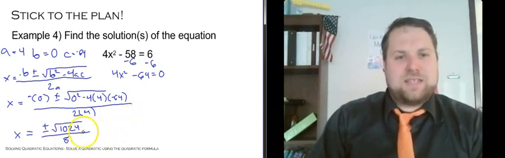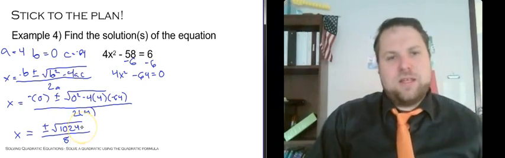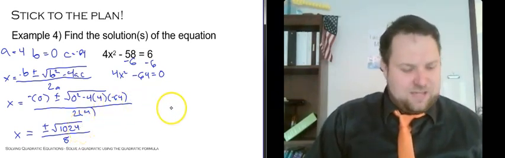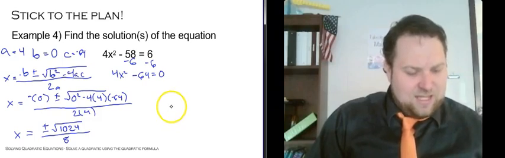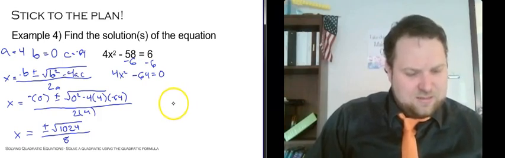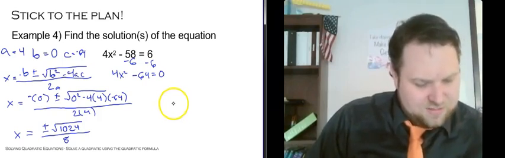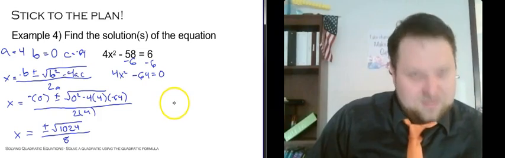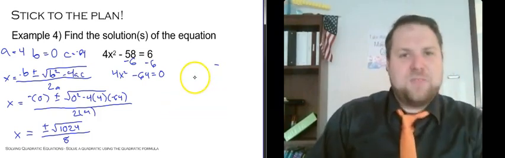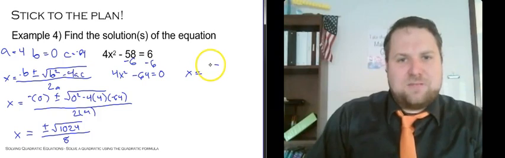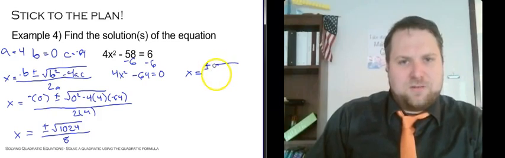And now what I do is I take this 1024 and I enter it into a calculator and see if it comes out even, and I believe it does. I suspect it is 32, but I want to verify that. The square root of 1024 is in fact 32. So over here I can just go ahead and say that x equals plus or minus, we took the square root, so it is plus or minus 32 over 8.